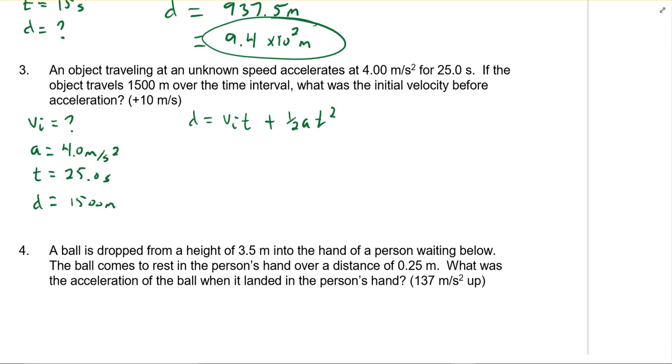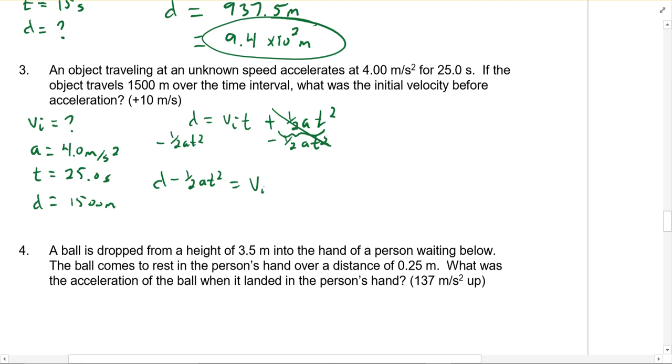So what I'm going to do is take this entire term here and move it to the left side of the equation. And I can do that just by subtracting the whole term. So I'm going to go minus 1/2 AT squared. So that's going to turn into 0 on this side, and then minus 1/2 AT squared. So I've got left D minus 1/2 AT squared is equal to VI times T. Then the last thing I need to do is just divide both sides by T. So divide by T, divide by T.